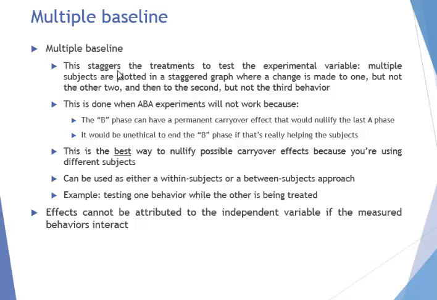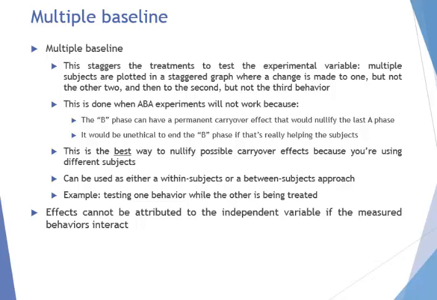is to use a multiple baseline. This staggers the treatment to test the experimental variable. Multiple subjects are plotted in a graph where change is made to one but not to the other two. You might have three subjects that are similar, maybe three children that are the same age, or three different behaviors that you're testing in the same child, something like that. And rather than treating them all at once, you stagger the treatments. You start one treatment in January, one treatment in April, and one treatment in June.